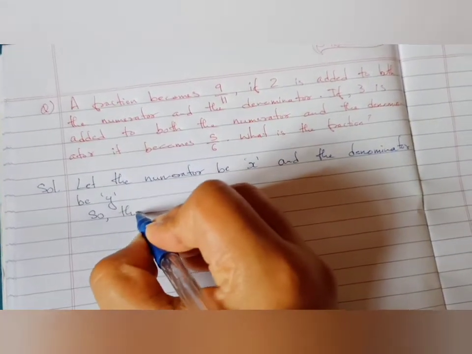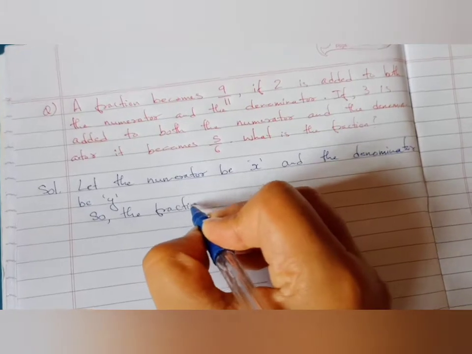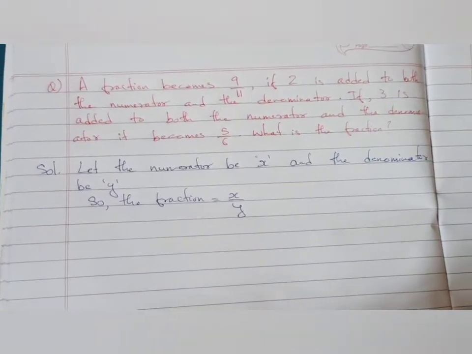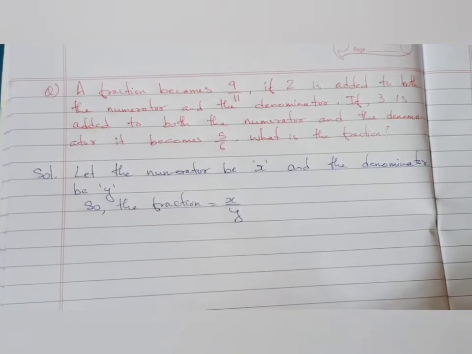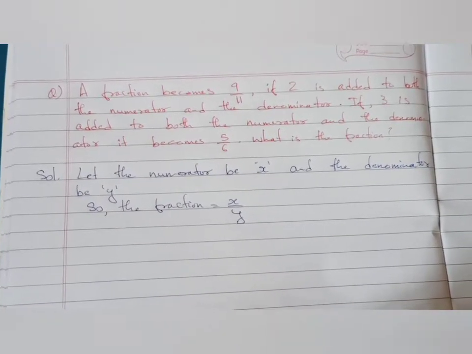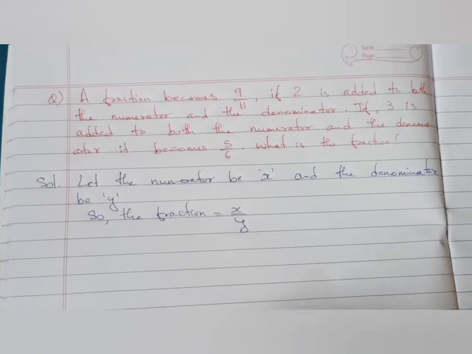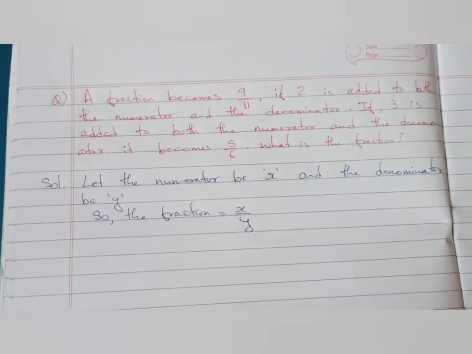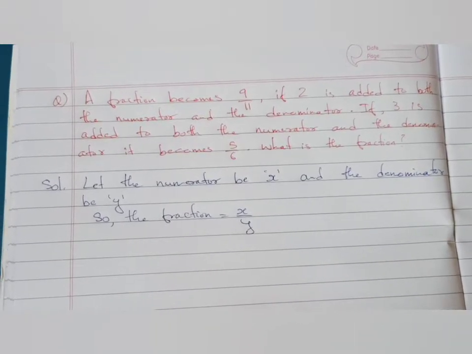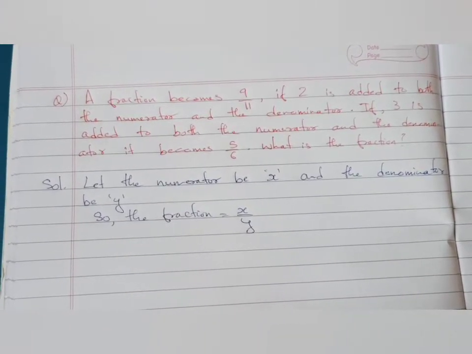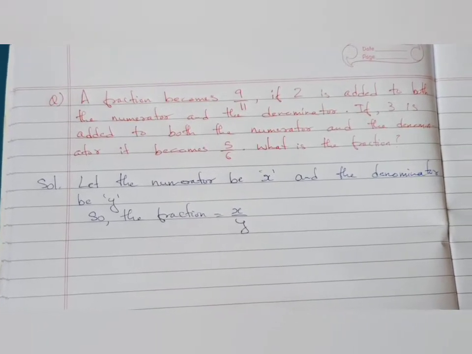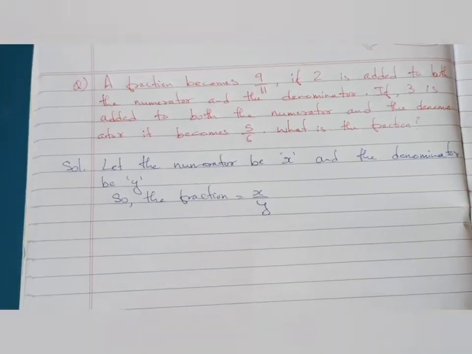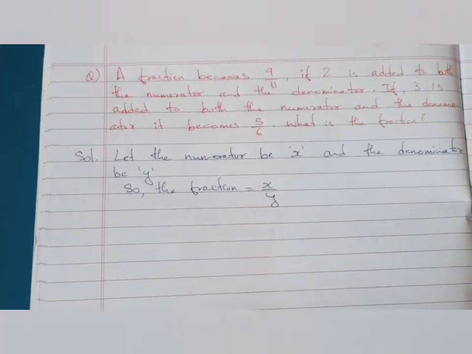So that means our fraction will be x by y, numerator by denominator. So we simply need to find the value of x and y, then we will have our required fraction. Here two cases are given to us with which we can form two linear equations and then solve them in order to find the values of x and y. In the first case, it has been given that the fraction becomes 9 by 11 if 2 is added to both the numerator and denominator.